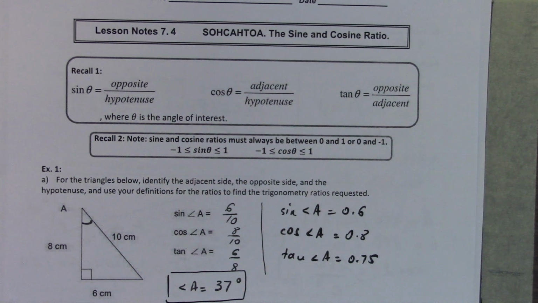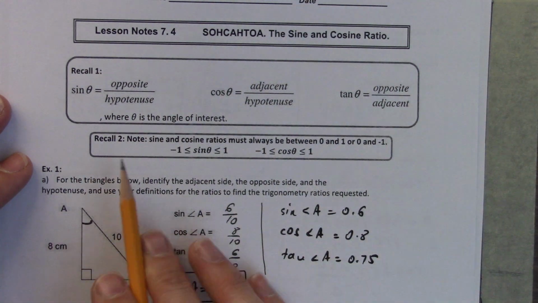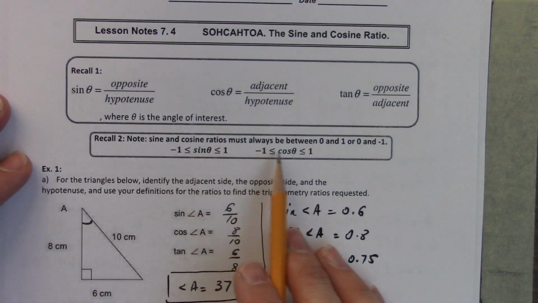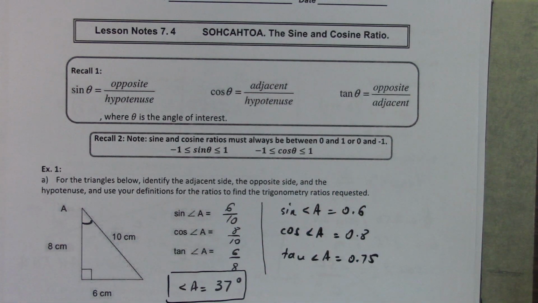Likewise, cos theta can also never be greater than 1 because the adjacent side can't be larger than the hypotenuse side. But the tan theta can be greater than 1 because the opposite and the adjacent side can be bigger or smaller than each other. Okay? So if we recall, sine and cosine ratios must always be between 0 and 1 and 0 and -1 for the reasons that I just told you.